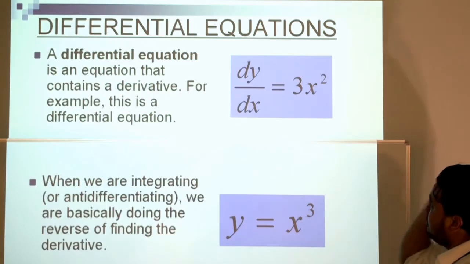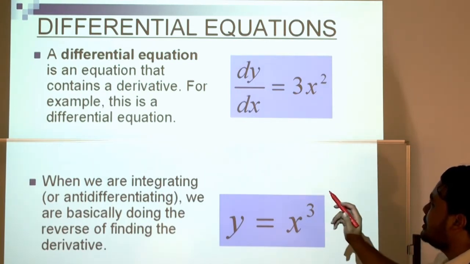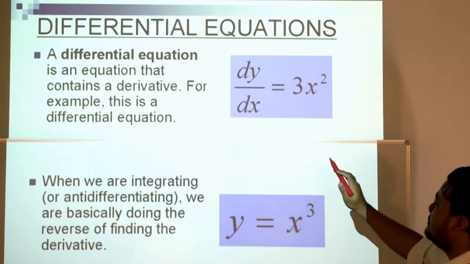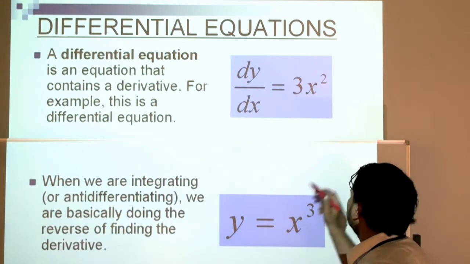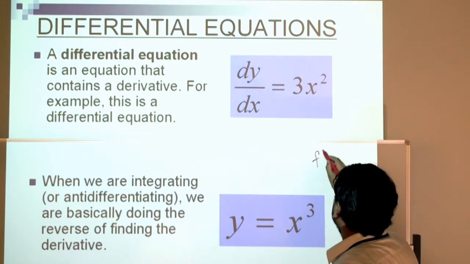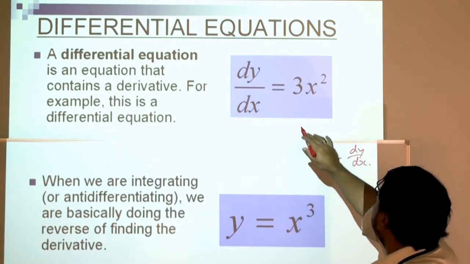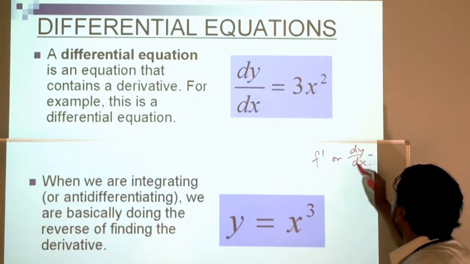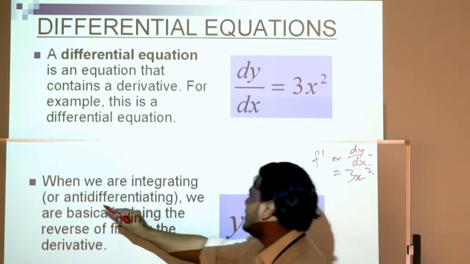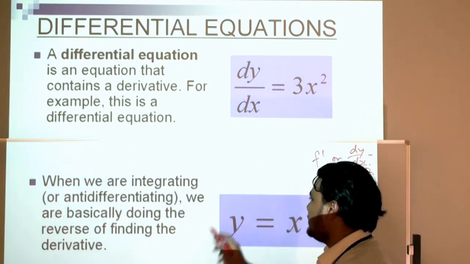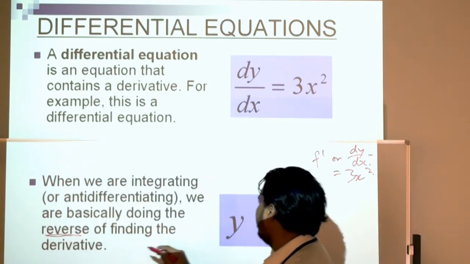Let's move on. Differential equations. A differential equation is an equation that contains a derivative. For example, this is a differential equation. Remember, over the past few weeks we've been talking about differentiation, f dash or dy over dx. So let's have a look at this: dy over dx is equal to 3x squared. When we are integrating, also known as anti-differentiating, we are basically doing the reverse of finding the derivative.